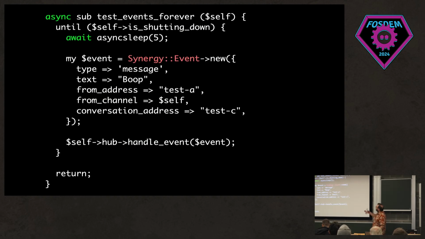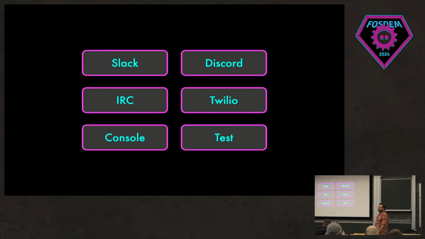but I'm going to show you very roughly what it would look like. You'd have something like this. So this is a stupid subroutine that, every 5 seconds, sends an event. What does it do? It makes an event object saying the user said boop, and it tells the hub to handle that event. The hub is that box in the diagram with Synergy's face on it. Right? It just drops it in there, and everything good happens, it goes to all the reactors. But to see how the channels really work, we're going to look at the console channel.